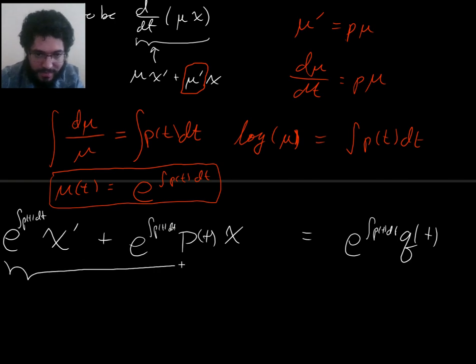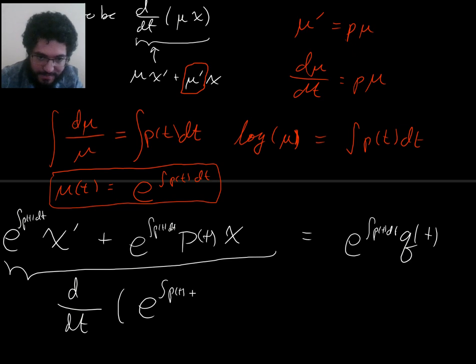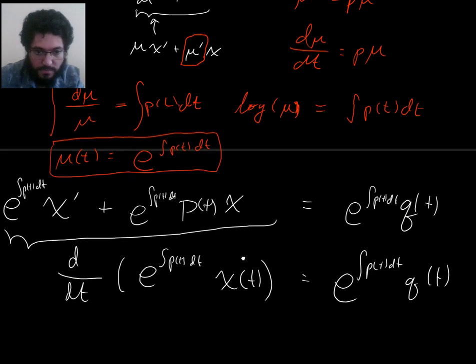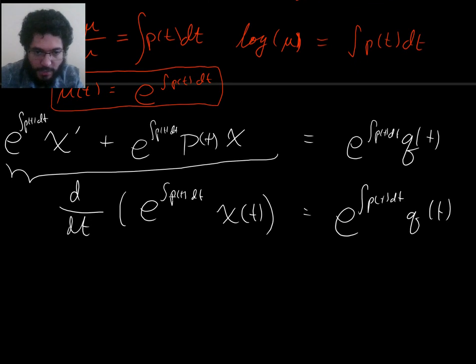Then if you did this right, the left side here should be d/dt of e to the integral p of t times x of t. And then the right side is still that, e to the integral p of t times q of t. Then the integrating factor has done its job, and now you can integrate. So integrate both sides now with respect to t.